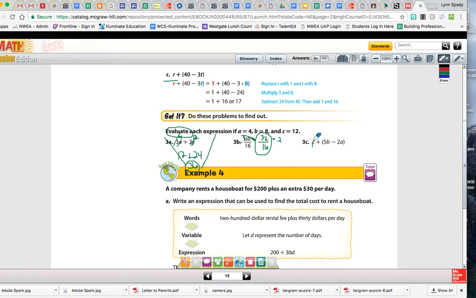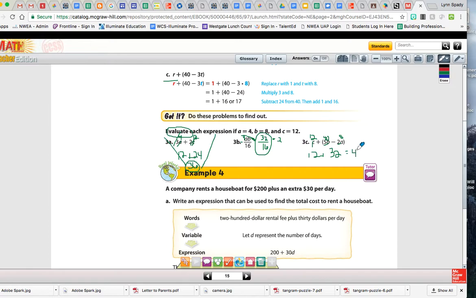In 3C, we have C equals 12. 5B is 5 times 8, which is 40. And then 2 times A, 2 times 4 is equal to 8. So 40 minus 8 is 32. And then 32 plus 12 is equal to 43.